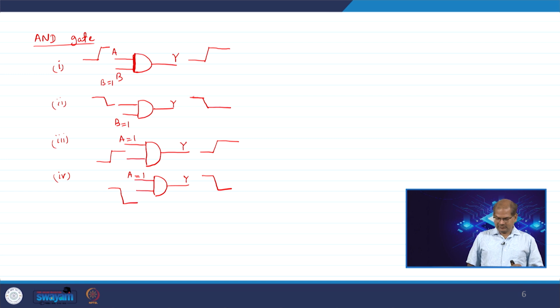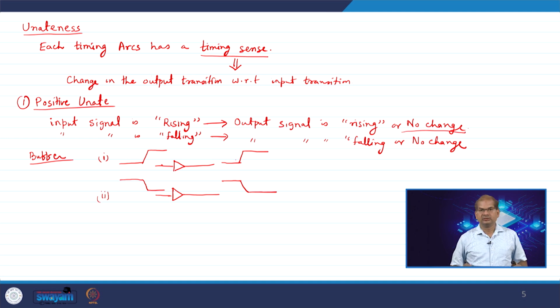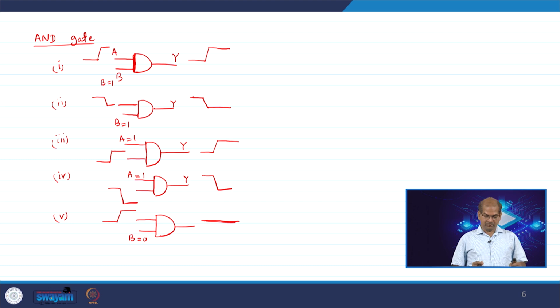In all the cases, input rising gives output rising, and input falling gives output falling. These 4 arcs are actually used, and there is another case, but it is not used. We will explain why. Let us say B is 0. If I do a rise transition here, your output will not change. Here the condition was either rising or no change, but it is not an arc. Why? Because if I put this gate with B equal to 0 in a path, then the signal will not propagate from input to output in that path. The signal will stop there. That is why this is not an arc.